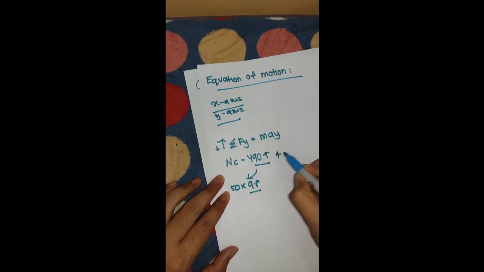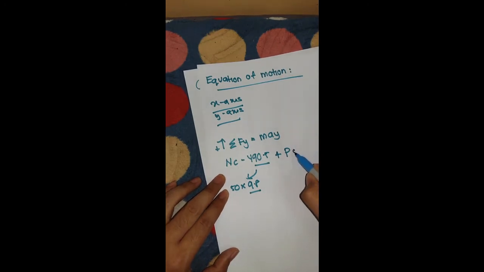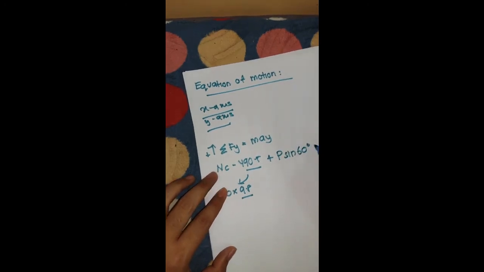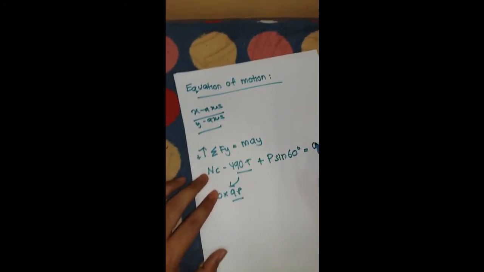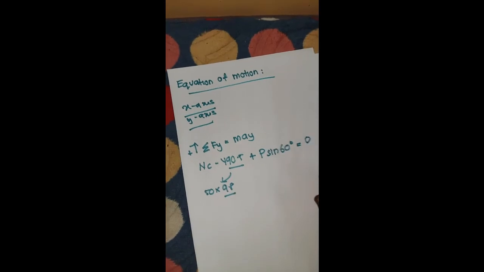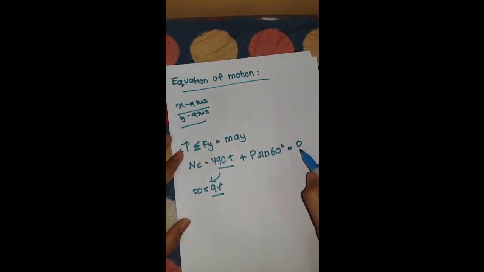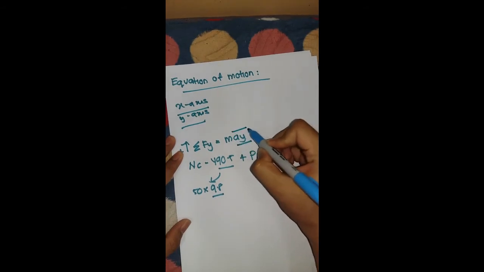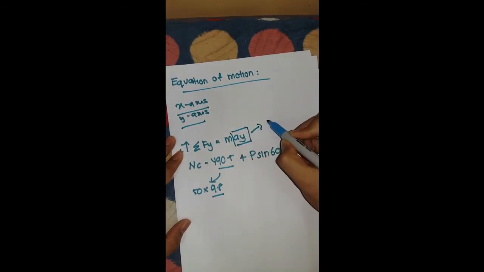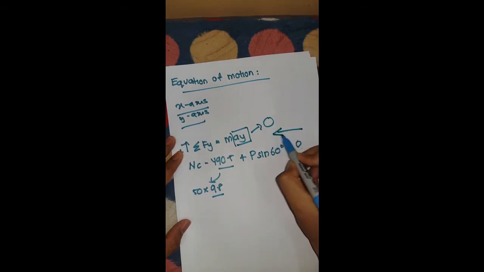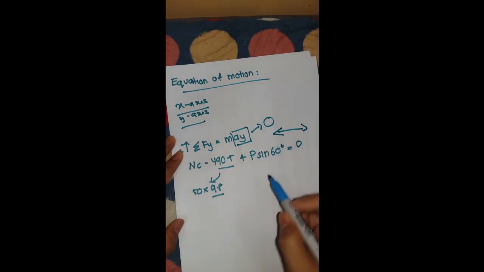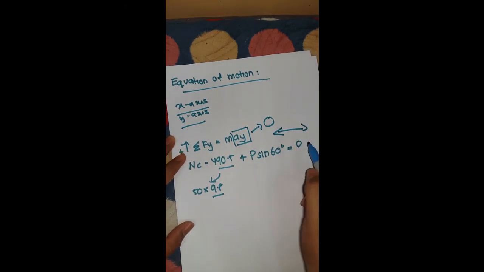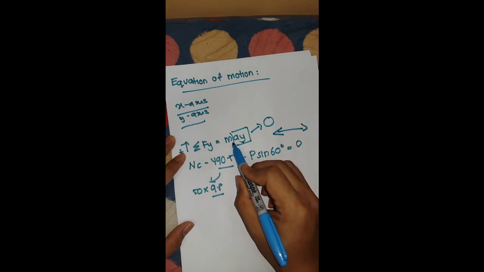And the next one is the force. When we resolve the force in the y-axis, we state it as P sine 60 degrees, and equal to 0. Why equal to 0? Because the acceleration in y is 0, because the block only moves on the x-axis. So when 0 is multiplied by the mass, it's going to be 0.